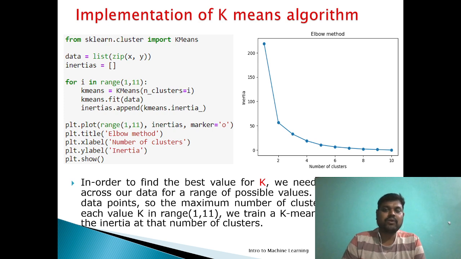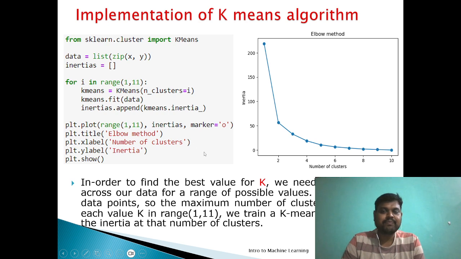Basically, if you don't know how to start with the k-means implementation, you can use a method called the elbow method. The elbow method is used to calculate the number of clusters you have to start with. See here the elbow method. If you don't know how many clusters you have to start with, you can use the elbow method.